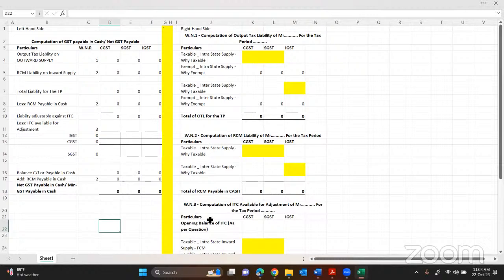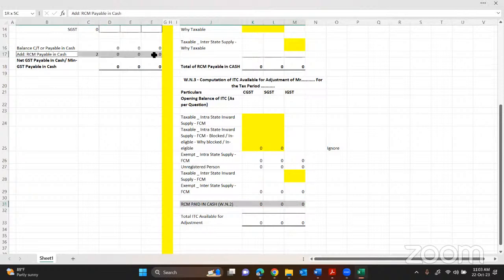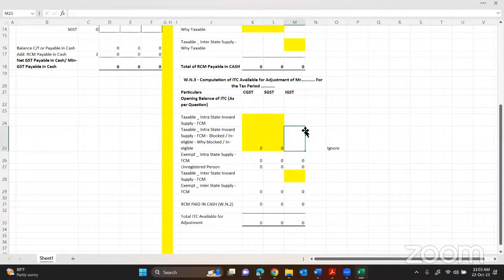My dear brothers and sisters, in working note number 3, we are considering the RCM paid in cash. So how have we taken it in the ITC? Because we have paid it here in cash. Because of that treatment only. See, what is basically RCM? You should understand this. This is where your understanding of the subject plays a very important role. Just try to understand RCM, how it works.